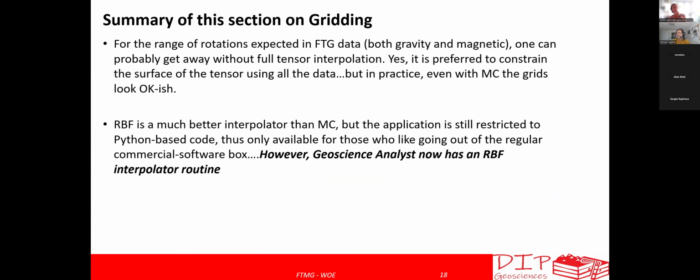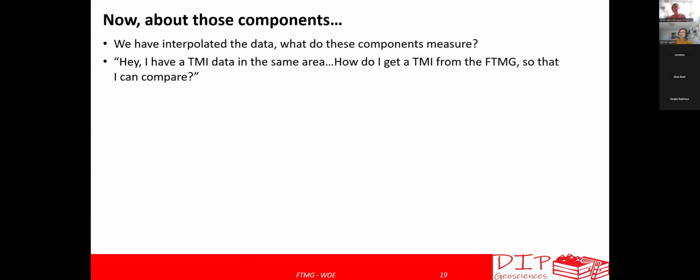So in terms of gridding, one is that on paper we are able to get away with component interpolation. However, we should behave and keep ourselves to 1/4 to 1/5 of the line spacing. Otherwise, we're really going to alias the data. RBF is a much better interpolation than minimum curvature. And by the time I gave this presentation at SAGA, that was not available unless you were a Python person. But now in Geosoft Analysts, they have an RBF interpolator routine for those who are using that.